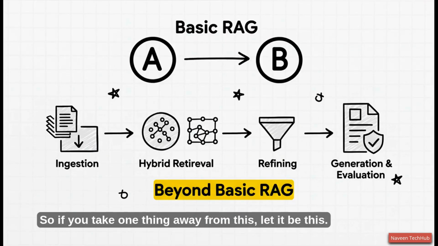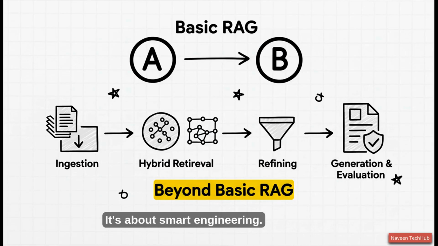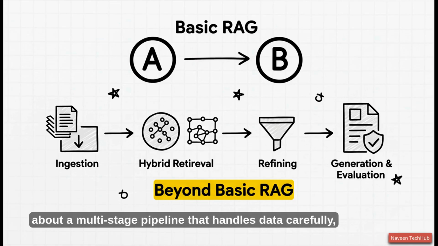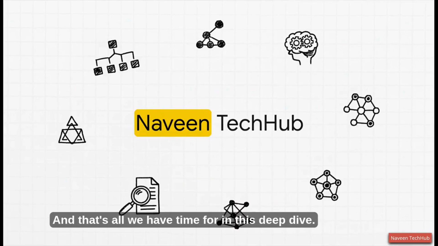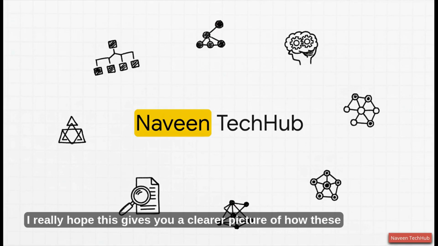So, if you take one thing away from this, let it be this. Building a serious AI search system for an enterprise isn't about one magic trick. It's about smart engineering. It's about a multi-stage pipeline that handles data carefully, uses a hybrid of search techniques, is obsessed with accuracy, and is constantly being measured. And that's all we have time for in this deep dive. I really hope this gives you a clearer picture of how these incredibly powerful systems are actually put together.